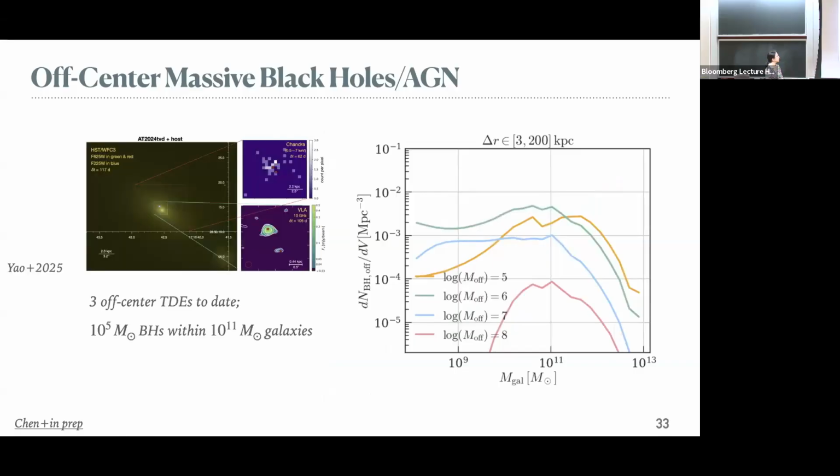And this is the overall number density of the off-center black holes we see in the simulation. And so this is expected and consistent with the current observational result that you see 3 of these off-center black holes and all of them are in 10 to the 11 galaxies. So this is a consequence of convolving the galaxy mass function with the increased number density of black holes, then you naturally get a peak at the 10 to the 11 galaxies.